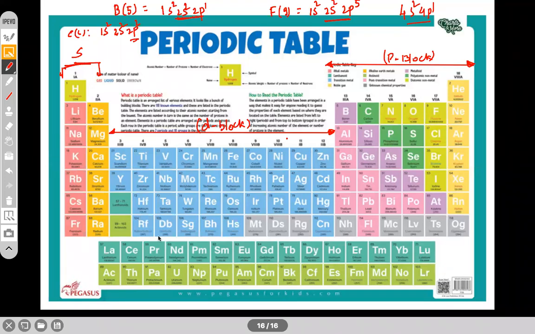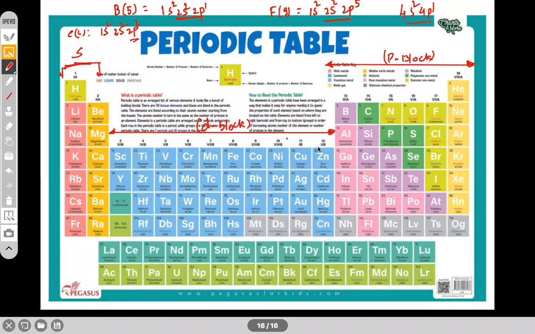If you talk about the D block, how many electrons can it have maximum? In the D subshell, we have 10 electrons. So the possible configurations are D1, D2, D3, D4, till D10. So we can have 10 groups corresponding to each configuration. This one is D1, D2, D3, D4, and it goes till here, zinc, that is the D10 configuration.